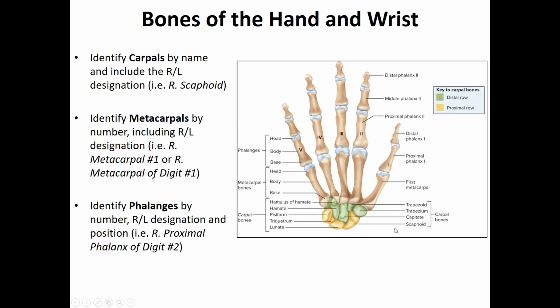When you look at the hand and the wrist, there's some tricky aspects to identification. To begin with, we look at the carpals, which make up the wrist. When naming these, name them with just the name that you see. For example, trapezium, trapezoid, right? And then capitate. You do not need to say capitate of the carpals. That's more or less redundant, so just name the bones.